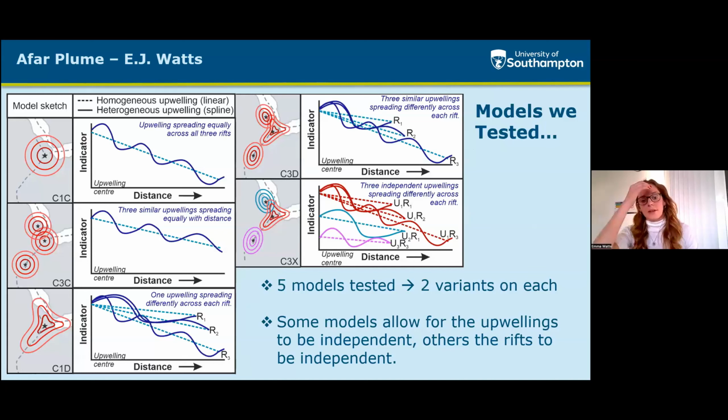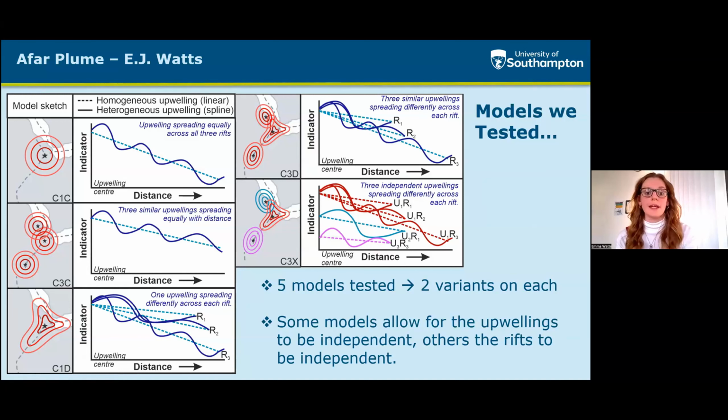So to be able to do our statistical analysis, which allowed us to combine these two methods, we had to come up with some models. We came up with 5 different models, each having 2 variables. Hopefully I can give you a brief outlook of these models. We started with model 1, which is known as C1C, just for our notation. This indicated a single upwelling centered at Lake Eyasi, spreading equally across all 3 rifts.